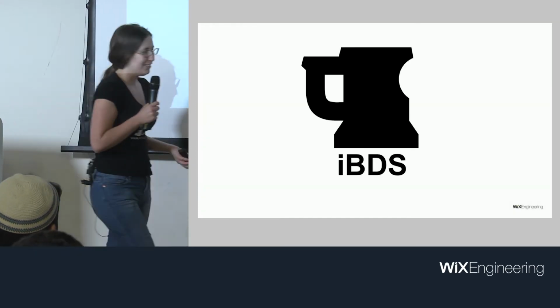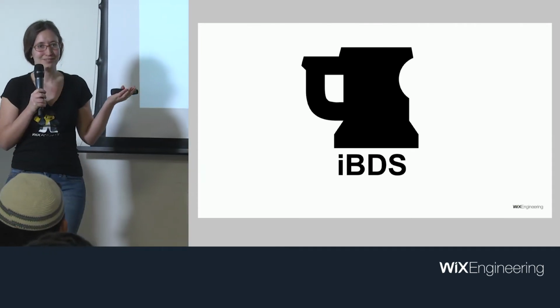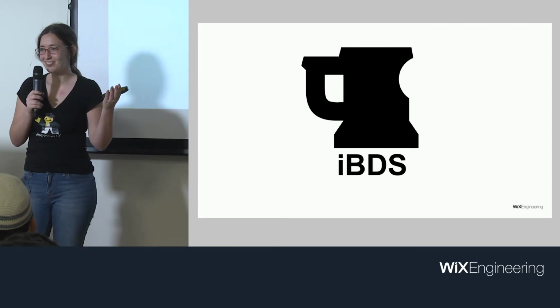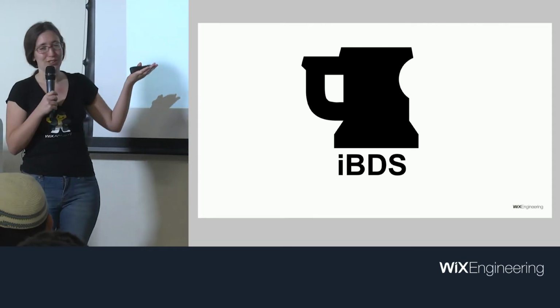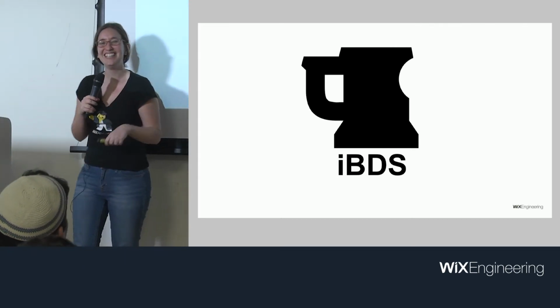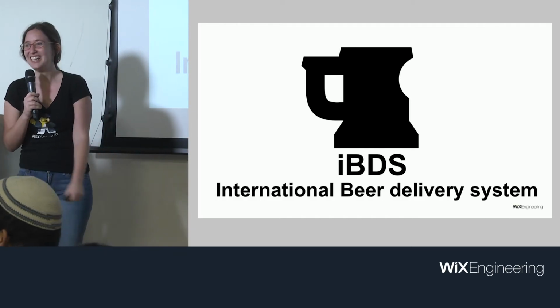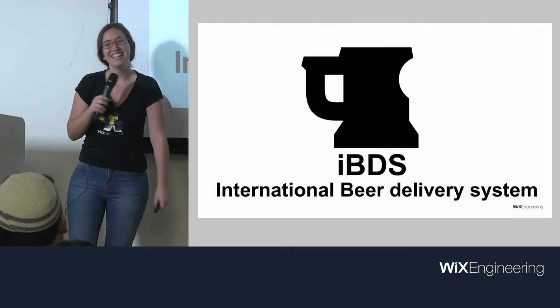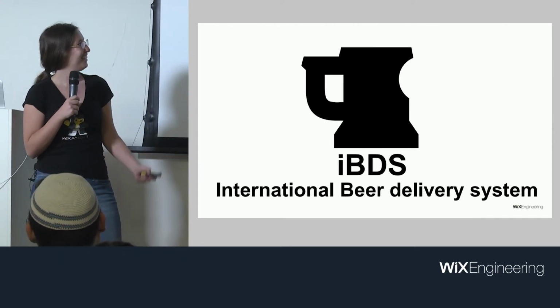As everybody knows, there's the IBDS. Do you know what the IBDS is? International Boycott, Divestment, Sanctions. Yeah, we actually want to boycott Israel. And this is what we do, or not, because we don't actually boycott Israel. Actually, the IBDS is the International Beer Delivery System. It's a system that is supposed to help us and not boycott us from the world.